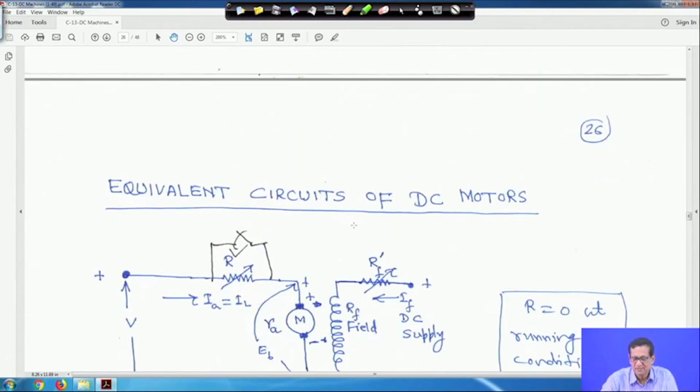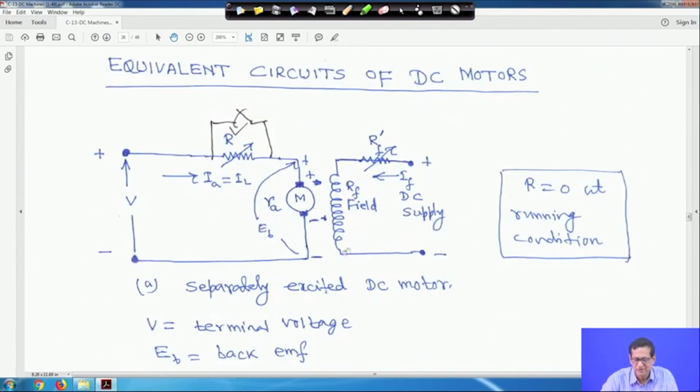The equivalent circuit of a DC motor. Now, this diagram I have drawn is a separately excited DC motor. Separately excited means the field is given a different supply, from a different source, where the DC supply is given separately to the field. This is the motor, this is the supply voltage, this is the armature resistance Ra which is very small, Eb is the back EMF, polarity is marked, and here Ia is equal to IL, armature current is equal to load current. R is equal to 0 at running condition.